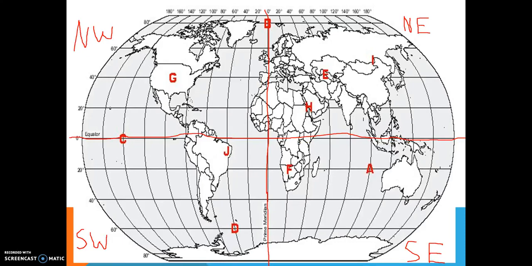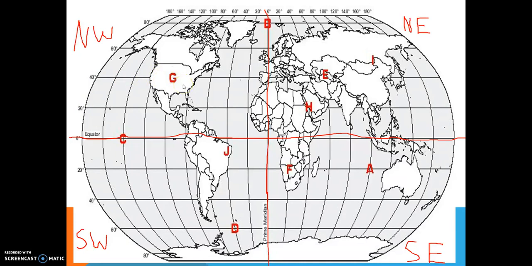So putting these together, when we want to find the absolute location of a point, let's start with G. The first question we always ask ourselves is, is point G north or south of the equator? Point G is north. So we put our finger on the equator and we go north until we touch a line of latitude that runs through G. That line of latitude, so this line runs from east to west, is 40 degrees north. G is 40 degrees north of the equator.